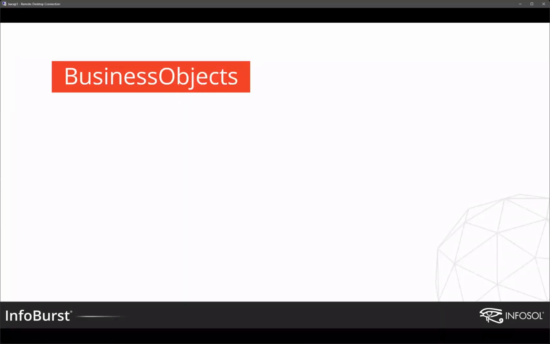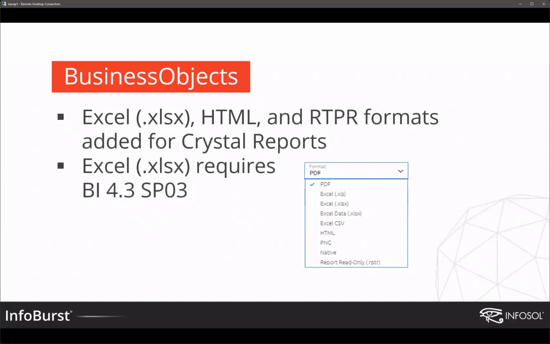Business Objects. So we've made some enhancements for Crystal Reports in this new version. You have 3 new formats available if you're a Crystal user: the Excel format, which is XLSX, the HTML format, and the native format, which is RPT, the native RPT format for Crystal Reports, but this is a read-only format.